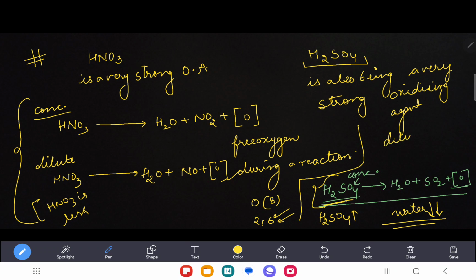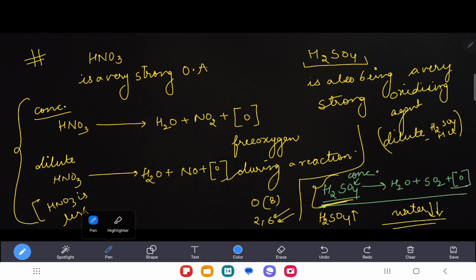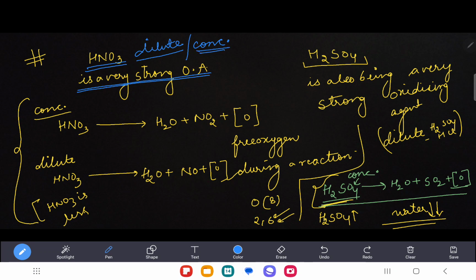And dilute H2SO4, definitely it is something, but it is not going to act as an oxidizing agent. So dilute H2SO4 or dilute HCl do not act as oxidizing agents. Only the concentrated forms act as oxidizing agents. Do you understand my point? Okay, that is the concept. So HNO3 is a very, very strong oxidizing agent, but there is a special case of HNO3: in the dilute form as well as in the concentrated form, in both cases it is going to act as an oxidizing agent. Do you understand my point?